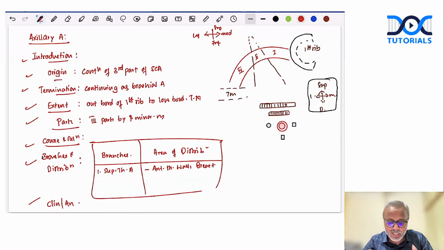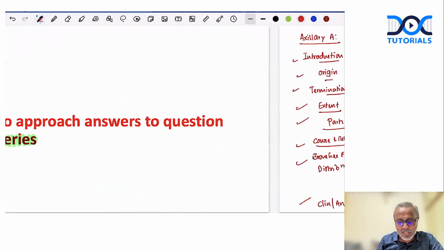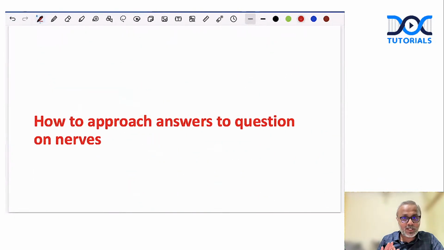So this is regarding the axillary artery, right? Done. Now, similarly, Sai was asking about injuries of the upper limb. We may not be able to cover all the injuries of the upper limb, but since we have talked about an artery, how to represent the answer, let's see how to approach a question on nerves, how I would describe it.